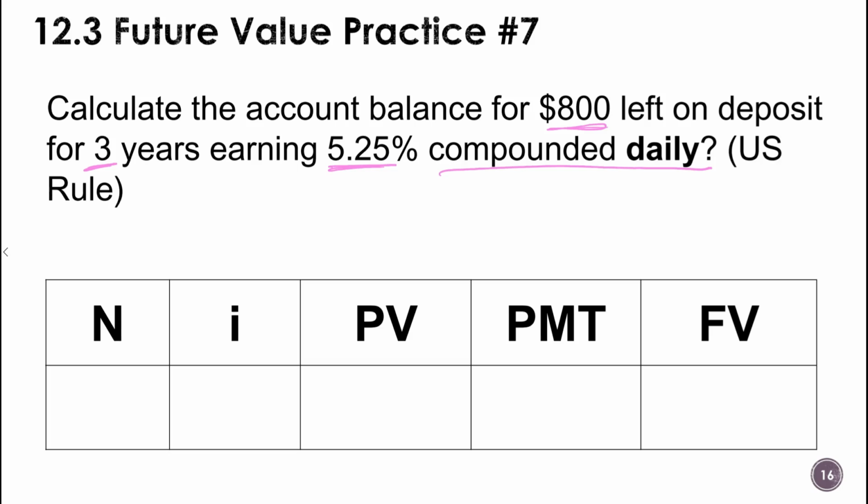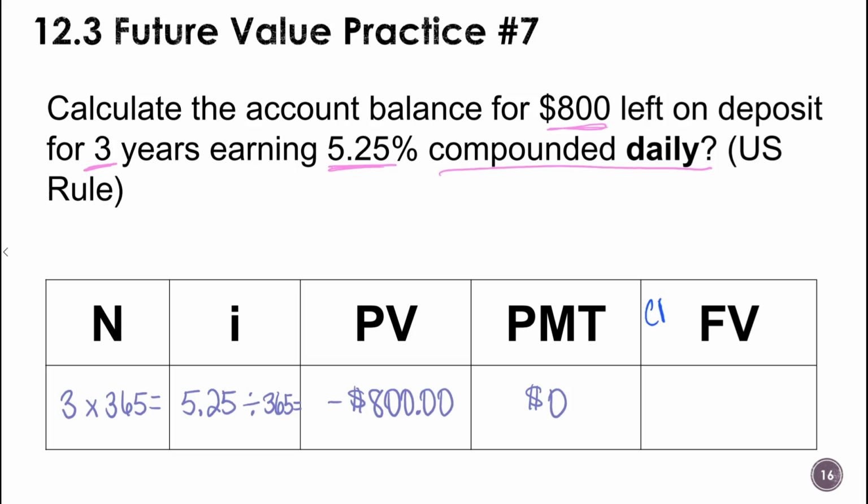That's an interesting number. So we're going to say 3 years times 365 equals, and then the interest rate, the periodic rate has to be a daily rate, so we're dividing it by 365 equals. The present value is that amount that we put on deposit of $800. We are not paying a payment. And so we are going to compute our future value.